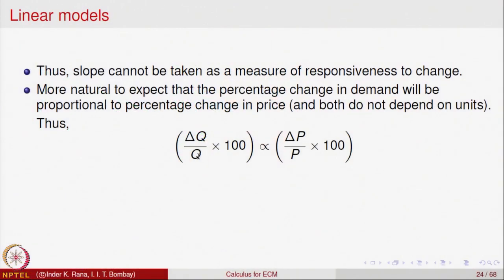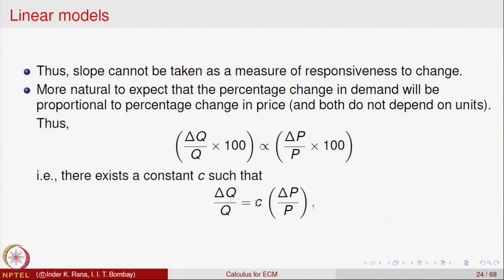This is represented mathematically as delta q by q. If at a quantity q, delta q is the change, then delta q by q is the proportional change, so the units will cancel out. The claim is that this should be proportional to delta p by p multiplied by 100. So, this is the percentage change in the demand, this is the percentage change in the price, and we are putting forward a hypothesis that this should be proportional to this.